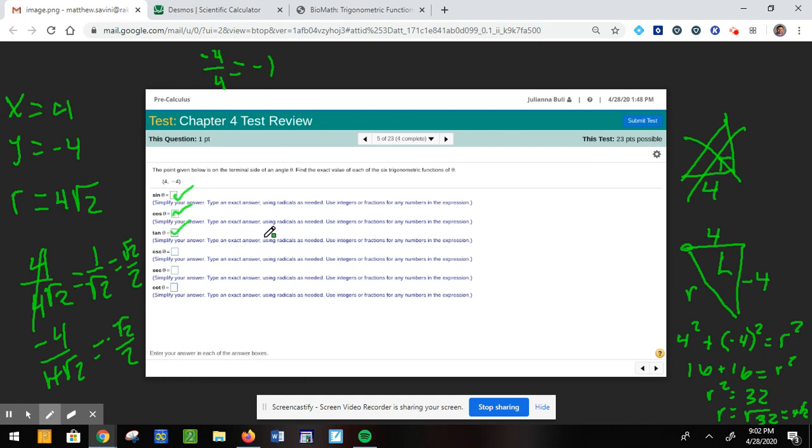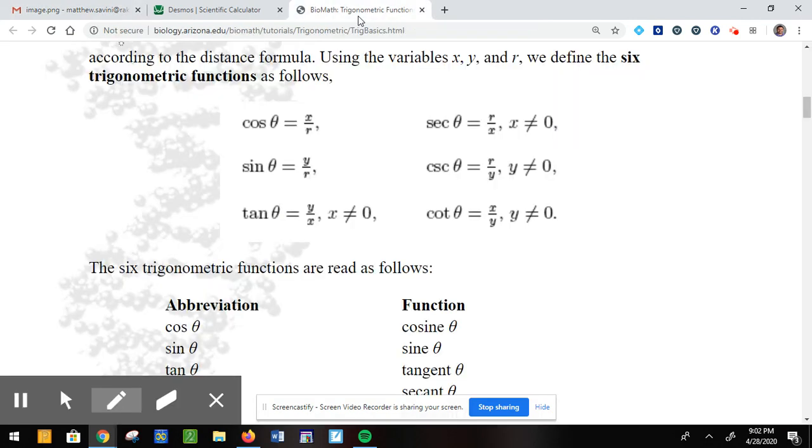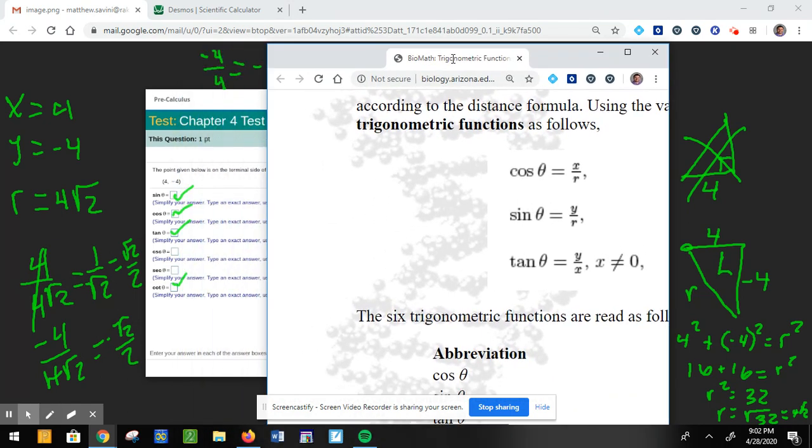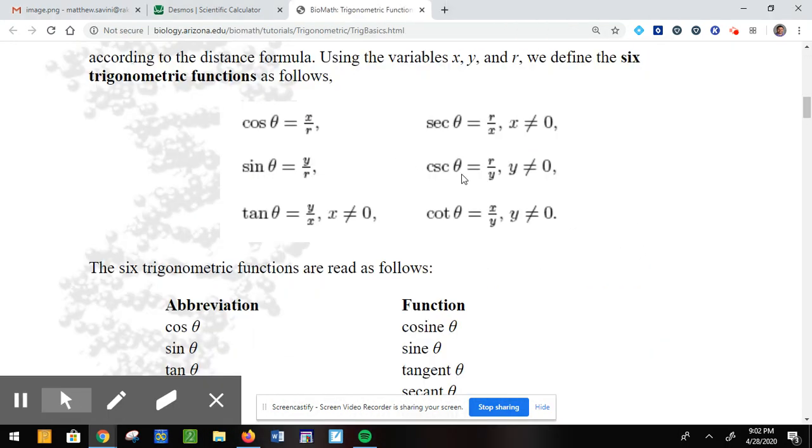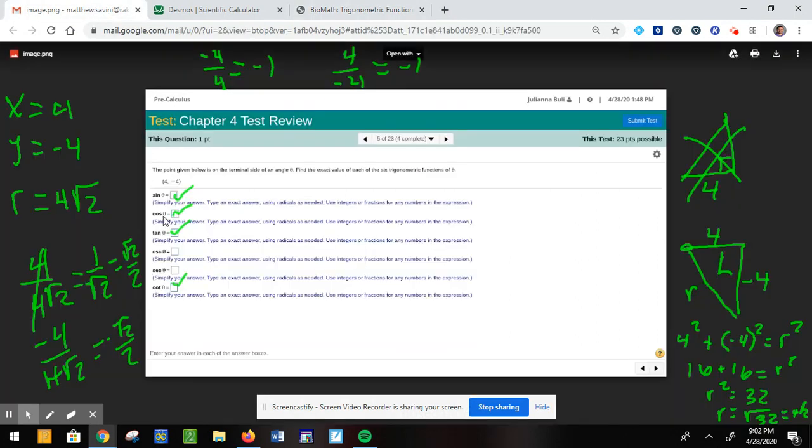I'm going to skip down to cotangent. That's just a reciprocal of that, so it'd be 4 over, also 1. And then you've got cosecant and secant. So cosecant is r over y. So it'd be 4 root 2 over 4. 4's cancel out, it's square root of 2. All right, so that'd be cosecant.